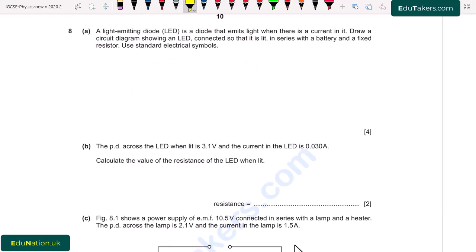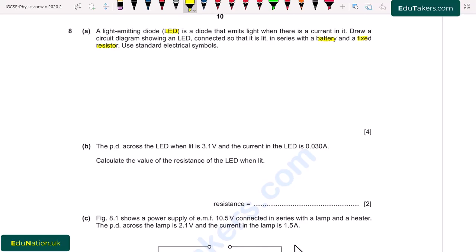Question number 8, part A. A light emitting diode (LED) is a diode that emits light when there is a current in it. Draw a circuit diagram showing an LED connected so that it is lit in series with a battery and a fixed resistor.